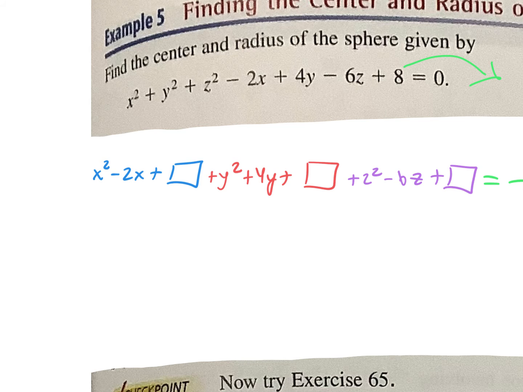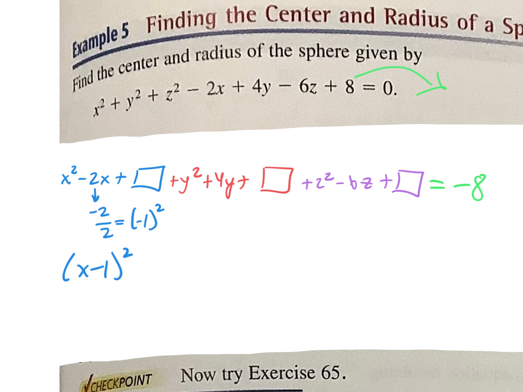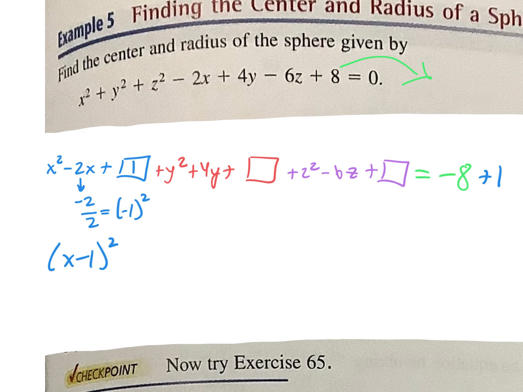I'm going to, in the blue, take my middle term, which is negative 2, and divide it by 2. What is negative 2 divided by 2? Negative 1. So my first binomial is x minus 1 squared. Then when I square negative 1, what is negative 1 times negative 1? Positive 1. And what you add to one side, you have to add to the other. Correct? Now we're going to do the same thing, but with y.